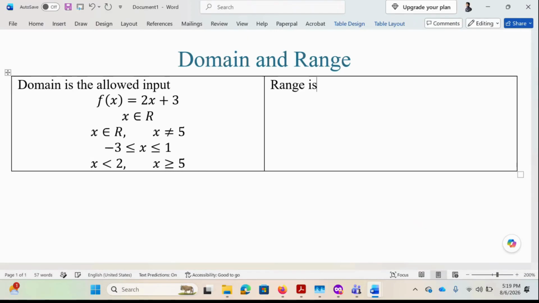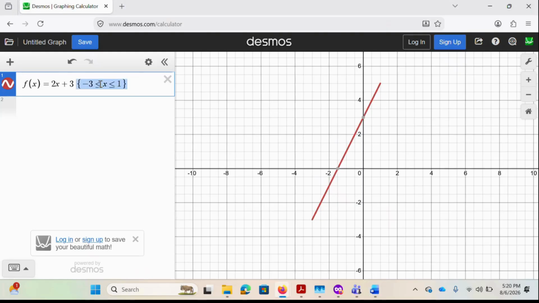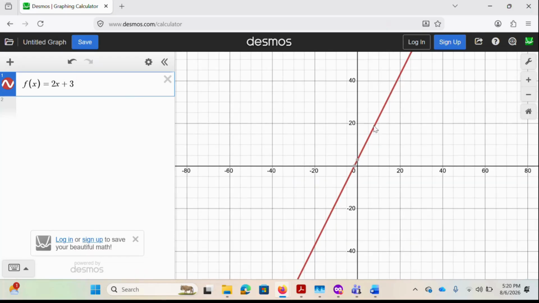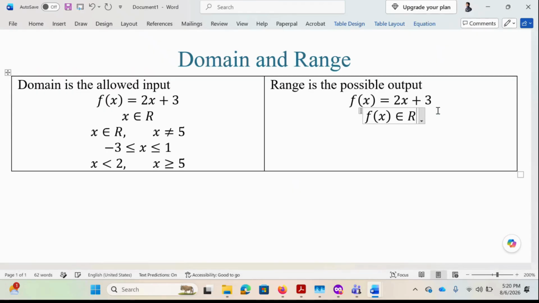A range is the possible output. What do I mean by that? Same function, with different domains. For the first domain that I took over here, x is an element of real numbers. I told you x can take any value from negative infinity to positive infinity. So what about the possible outputs? What about the values of y? The graph stretches in the y direction from negative infinity to positive infinity. So the range with this particular domain will be written as f(x) is an element of real numbers. I can get all values. Real numbers means negative infinity to positive infinity.